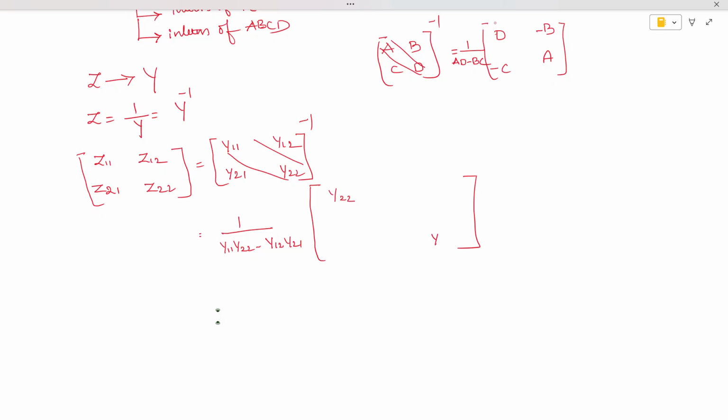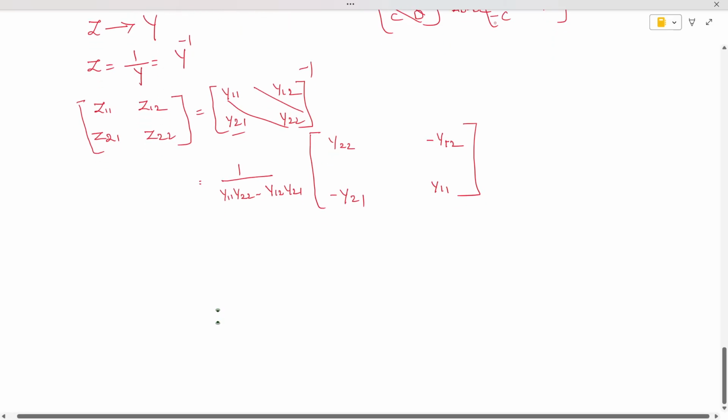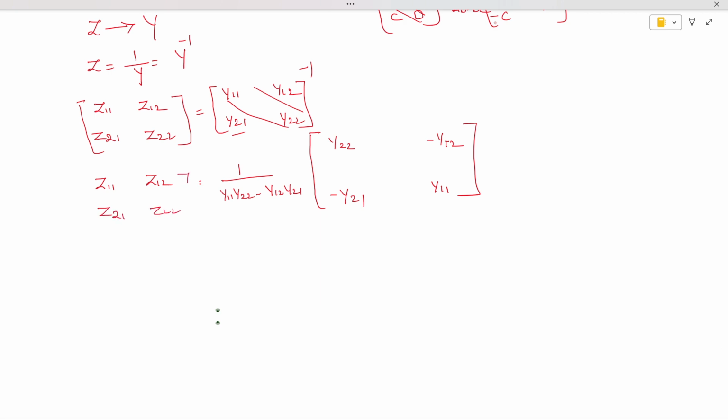and this is nothing but y11. Here this is y12, we write it as minus y12, and this we write as minus y21. So these are the suitable values of z11, z12, z21 as well as z22. So successfully we transformed the z parameters in terms of y parameters.